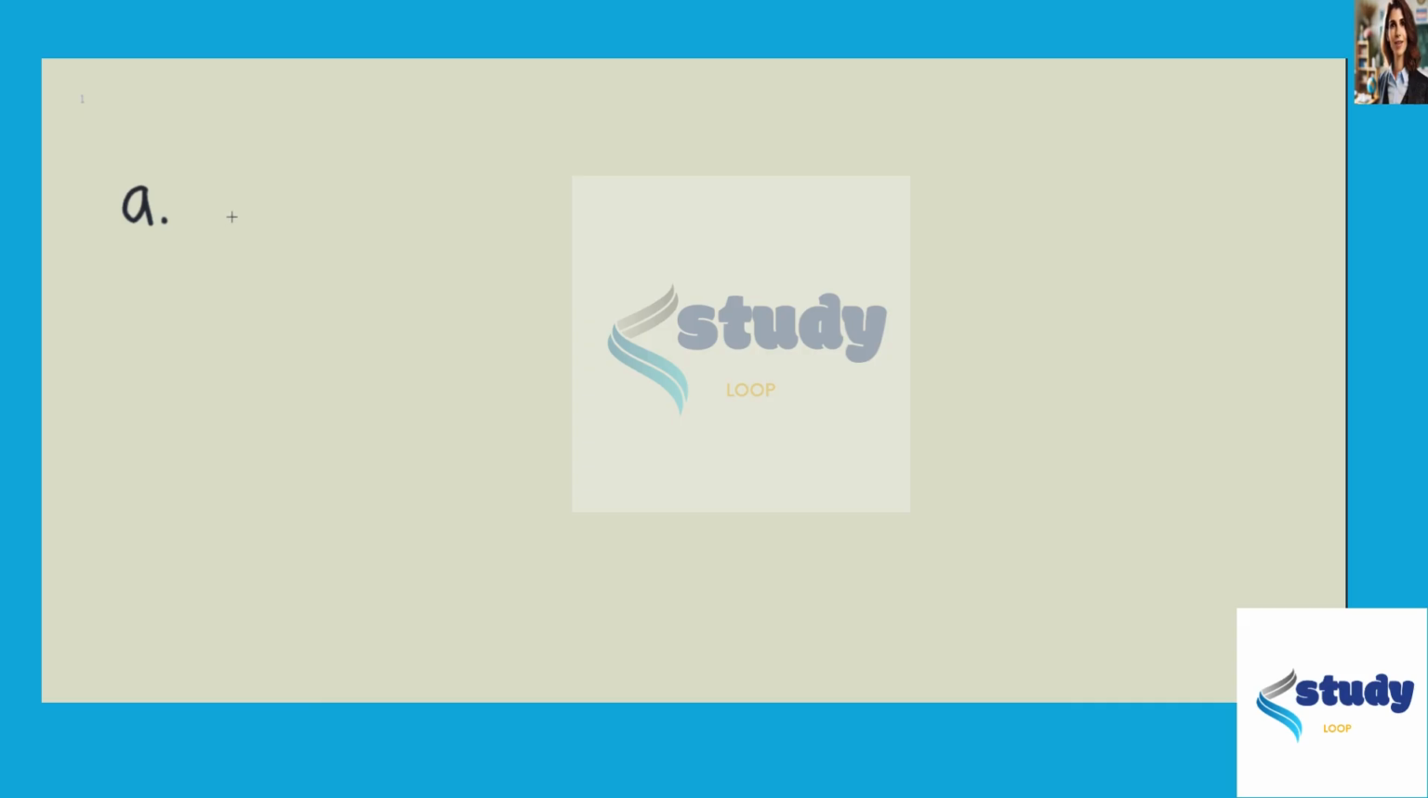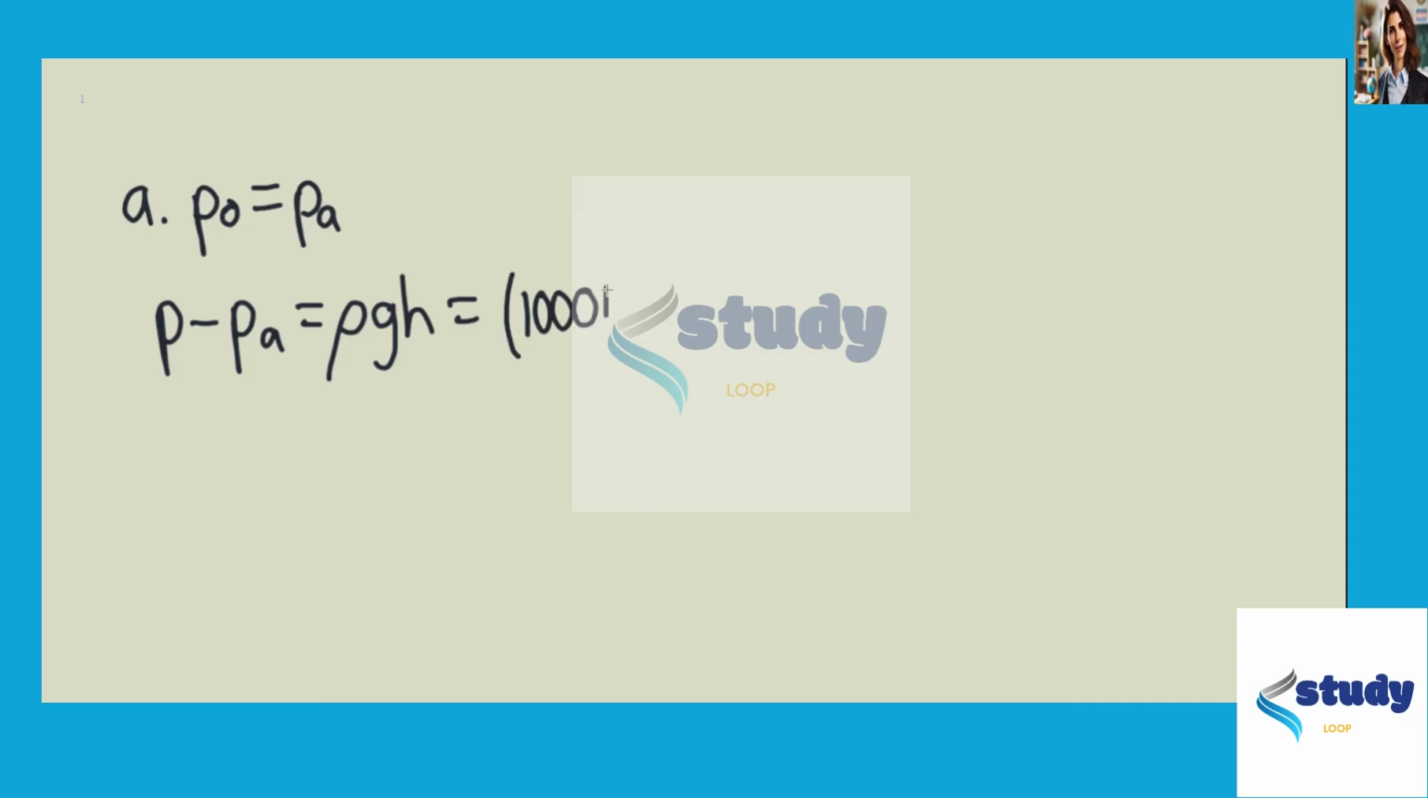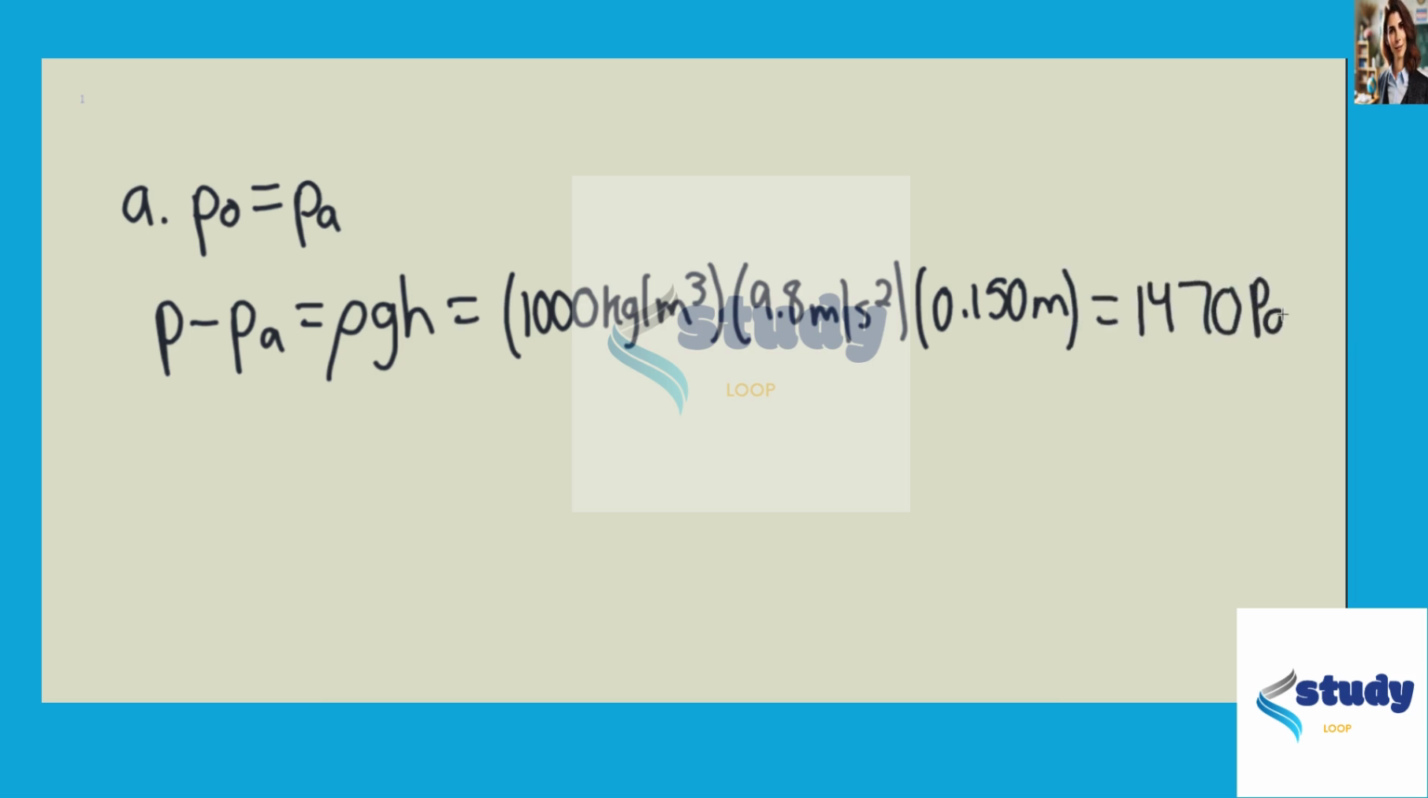So here for part A, we can calculate the gauge pressure. We can say the atmospheric pressure, or P initial, would be equal to the pressure of the air, so the atmosphere, and then P minus P sub A would be equal to the density times g times h. This would be the gauge pressure, and this would be 1,000 kilograms per cubic meter, the density of water, multiplied by 9.8 meters per second squared, multiplied by 0.150 meters, and we are getting that the gauge pressure is 1,470 pascals. This would be our answer for part A.